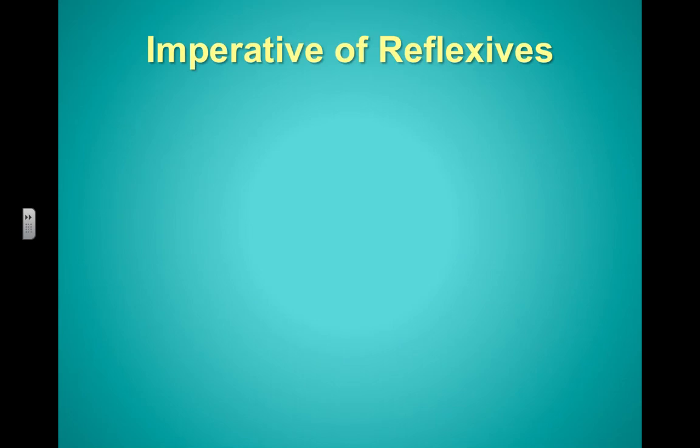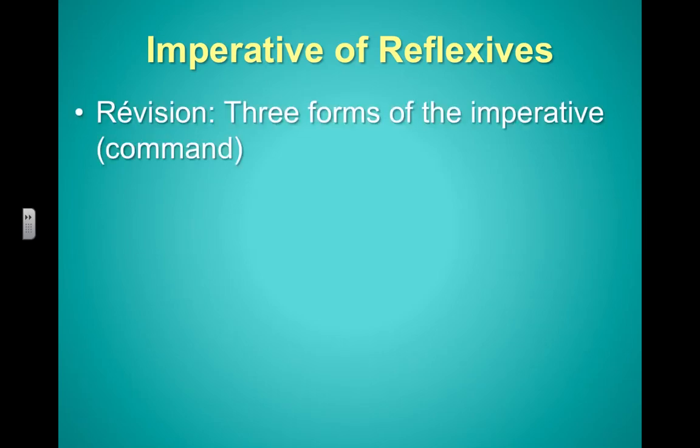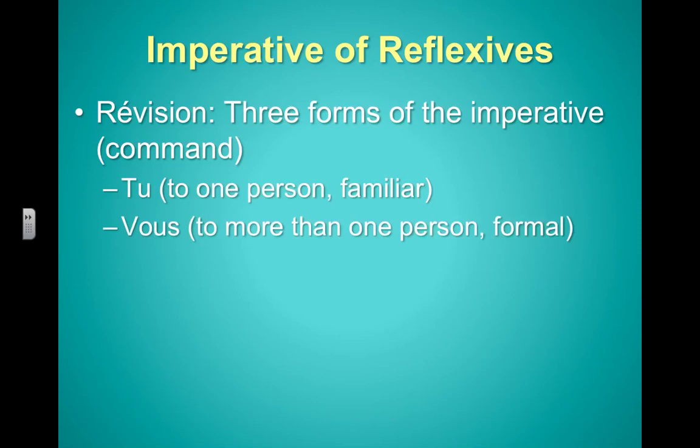If you're just joining us, we are now moving on. We've done the present tense of reflexive verbs. So now we're going to jump into the imperative, which remember is a command form. Back in October, November, we learned that there are 3 different kinds of imperative or command. We could be yelling at one person to do something, that's the tu form. We could be yelling at more than one person, that's our vous form. Or we could be making a suggestion, let's do blah, blah, blah.